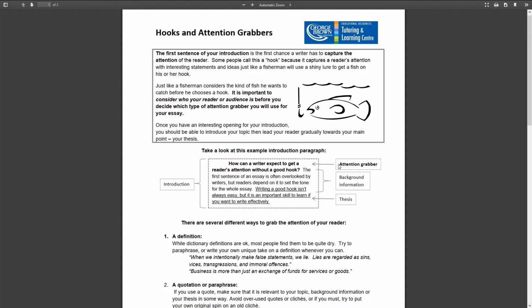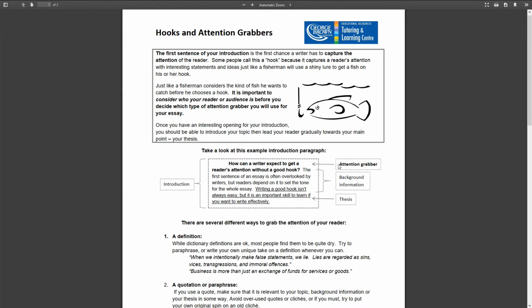It's a very important sentence because it captures the attention of the reader. In this case, it would be me. They call it a hook because it pulls in the reader and allows them to have a connection to the rest of what you're going to say. It's important to consider who your reader audience is before you decide which attention grabber you're going to use for your essay.